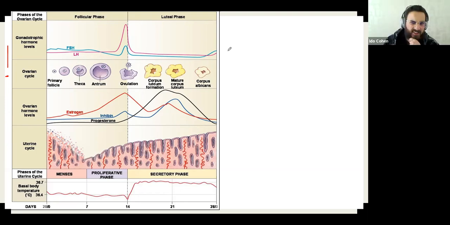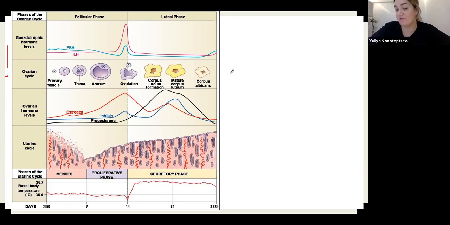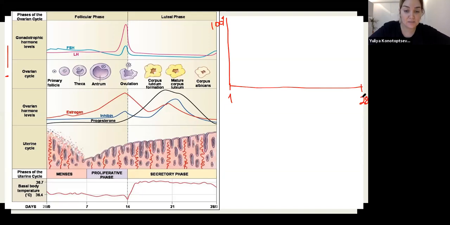30 days. 28 days on average. That's how long the ovarian cycle is. In some it is 27, in some it is 31. So we're going to draw a similar graph here. This is going to be the concentration of the hormone, 100% being the highest, and this is going to be time. This is day 1. This is day 28. This is how long the ovarian cycle is.